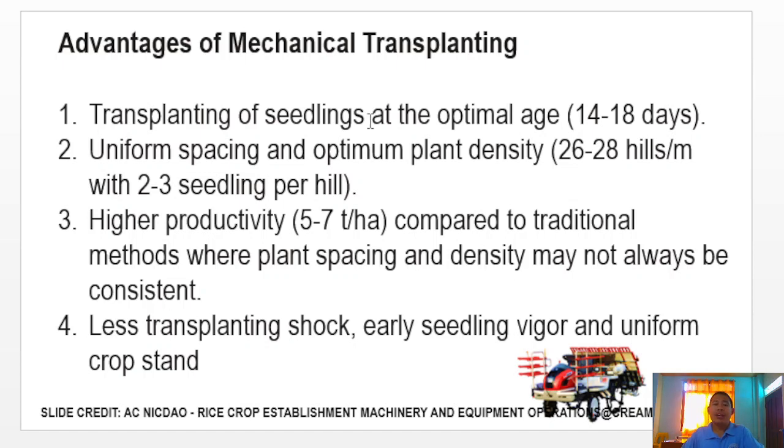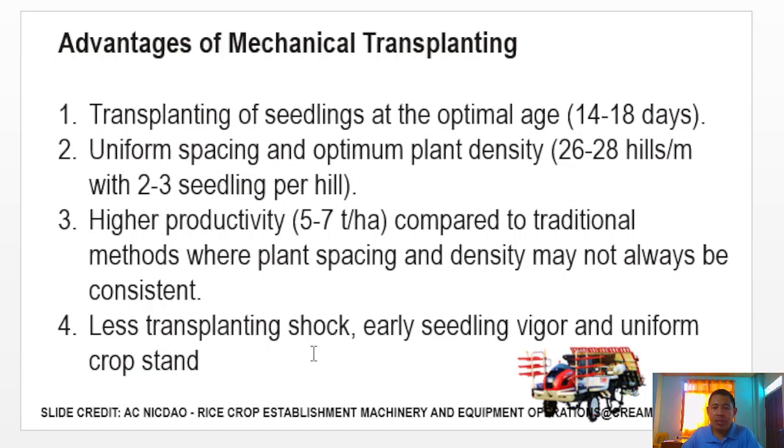The advantages of mechanical transplanting is that transplanting of seedlings at the optimal age is possible, 14 to 18 days. Uniform spacing and optimum plant density, about 26 to 28 hills per meter with 2 to 3 seedlings per hill. Higher productivity, 5 to 7 tons per hectare compared to traditional methods where plant spacing and density may not always be consistent. But in the system of rice intensification, the productivity is more than this figure.